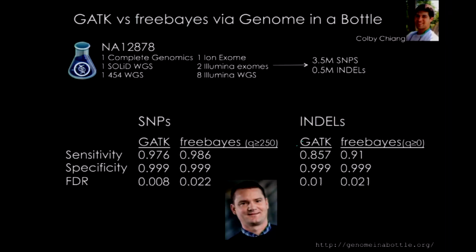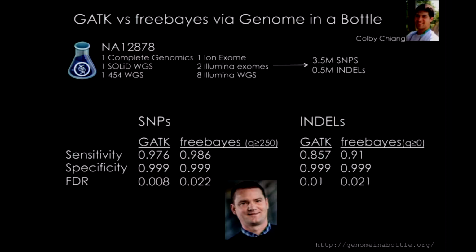Okay, it turns out that insertion deletions are not at the same level yet. We're looking at basically a sensitivity value of between 85 and 90%, and actually the false discovery rate is about 1 or 2%. So it's not quite as accurate as for single nucleotide polymorphisms.